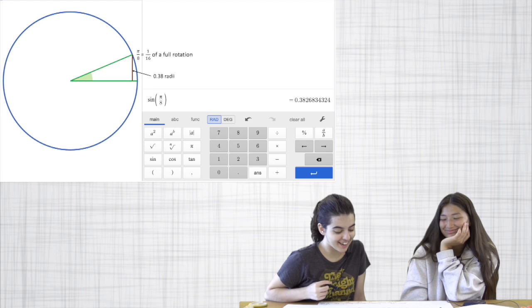It is important to note that in order to get an accurate answer, you need to tell the calculator if you are measuring your angle of rotation in radians or degrees. If you were to put into the calculator sine of pi/8 and the calculator was in degree mode, it would think you were asking for the height of the object when the angle of rotation is pi/8 degrees, which is less than a single degree.